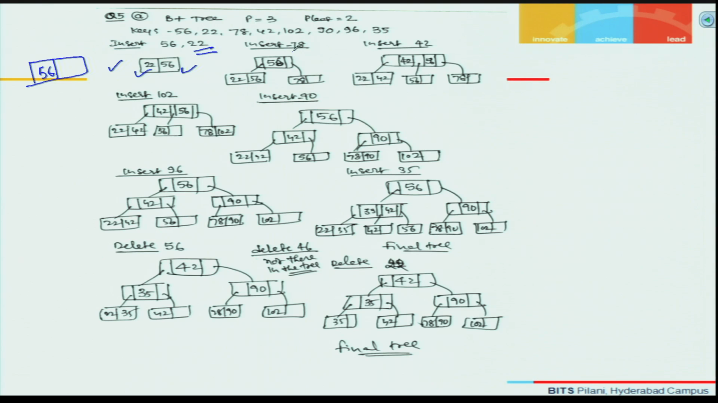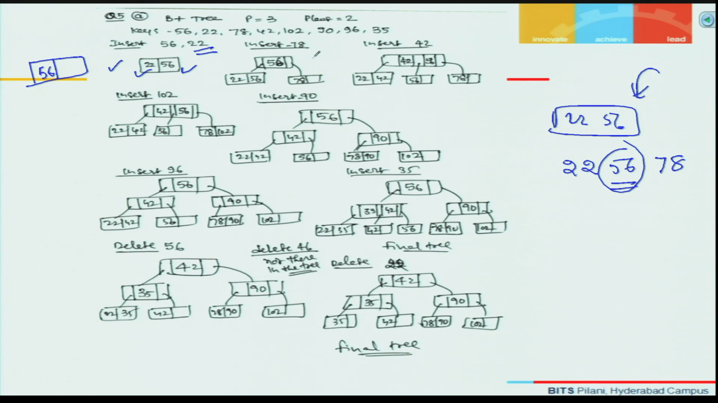Now when I try to insert 78, the leaf level node has 22 and 56, and there is no room. It is an overflow condition because a leaf node can accommodate only 2 keys. Now what should I do? When there is an overflow, I need to expand the height of the tree. Which key should be taken to the next higher level? Among 22, 56 and the new key 78, take the middle one, that is 56, to the next level. That is what I have done here.